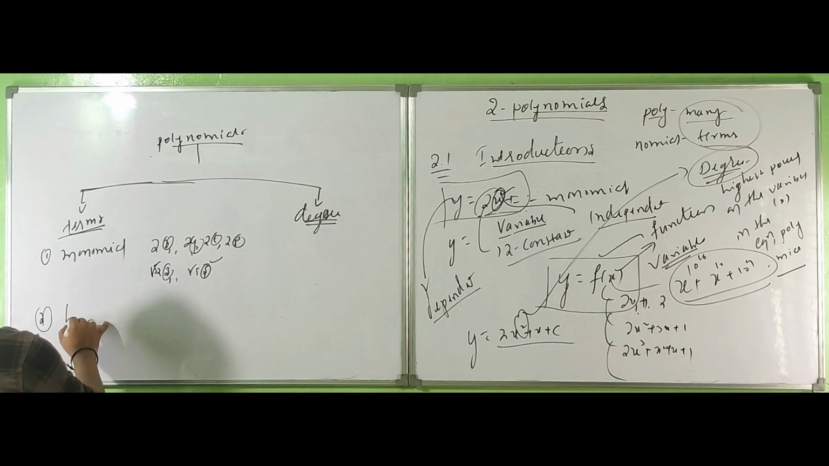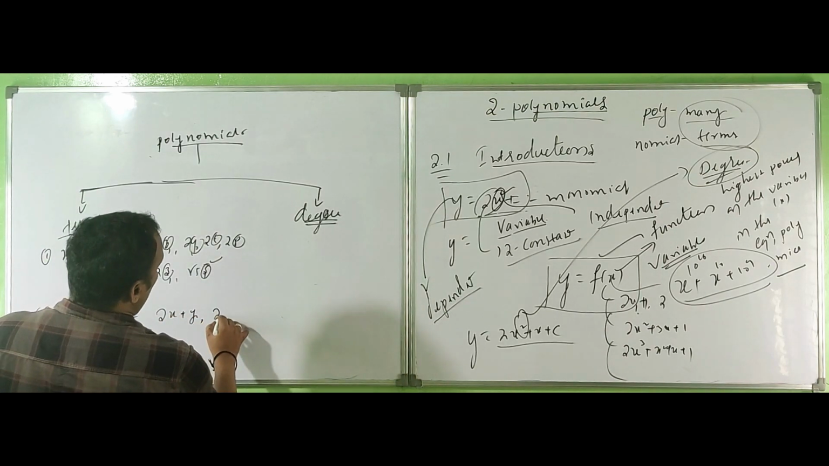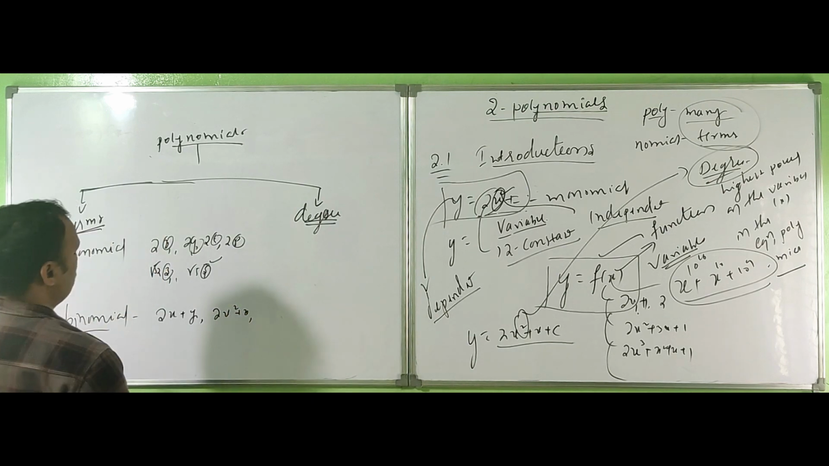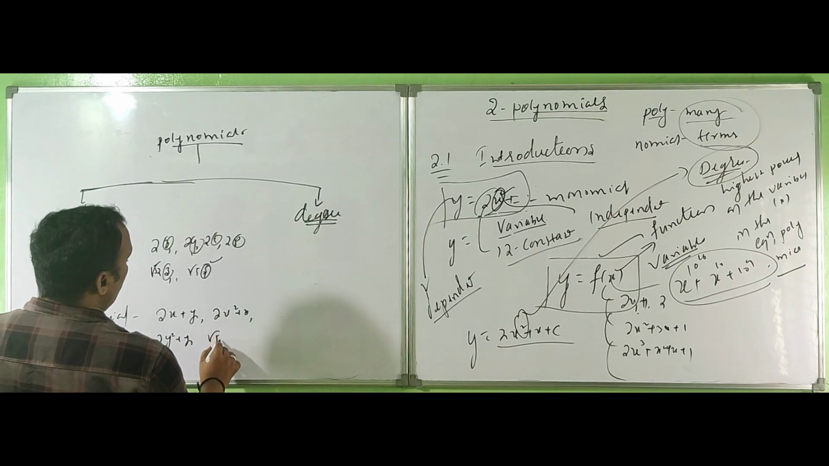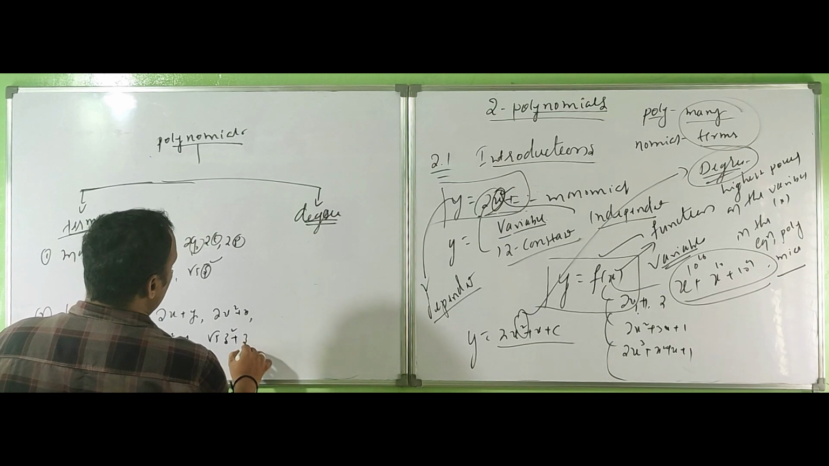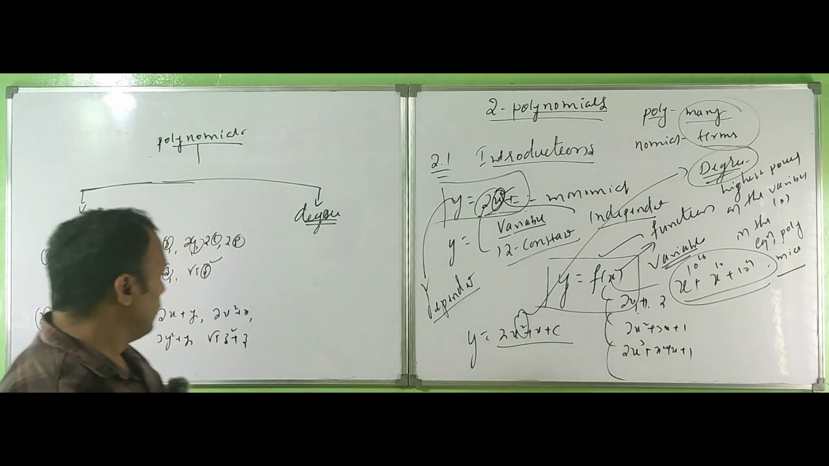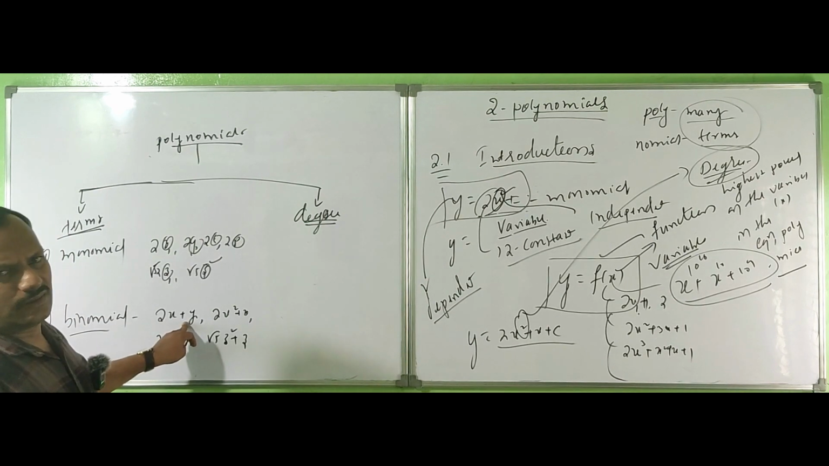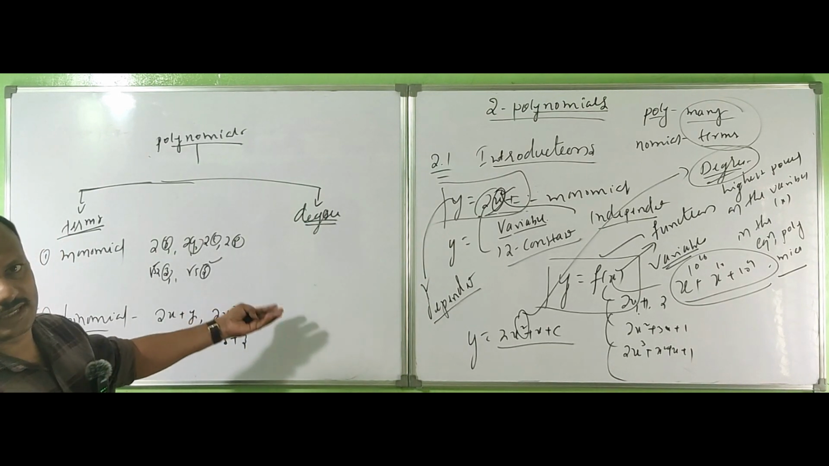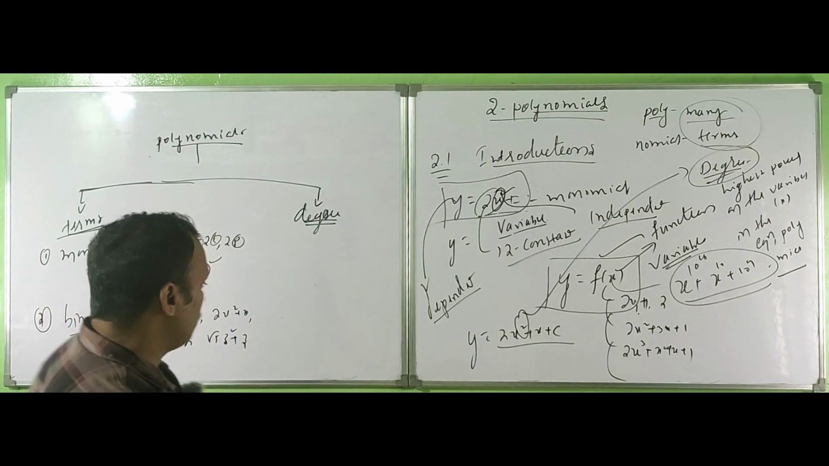Binomial. Binomial means it is in the form of 2x plus y, or 2x square plus x, or 3y square plus y, or root 5 into z square plus z. We should have two terms with a mathematical operation in between, like 2x plus y, x cube plus x square, whatever it may be. We need two terms; it is called a binomial.